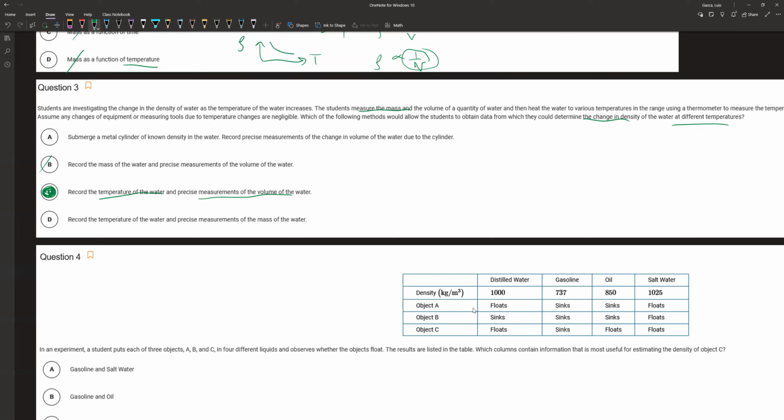And then submerge a cylinder, this would probably just give us the density of that cylinder. This is the Archimedes method for density of an object. And then record the temperature of the water with precise measurements of the mass. Again, we want to see that volume change because the mass is going to remain constant. So here, the only reason this one doesn't work is that mass is constant. We want to see how the temperature changes the density, and the mass is not going to change, the volume will change.